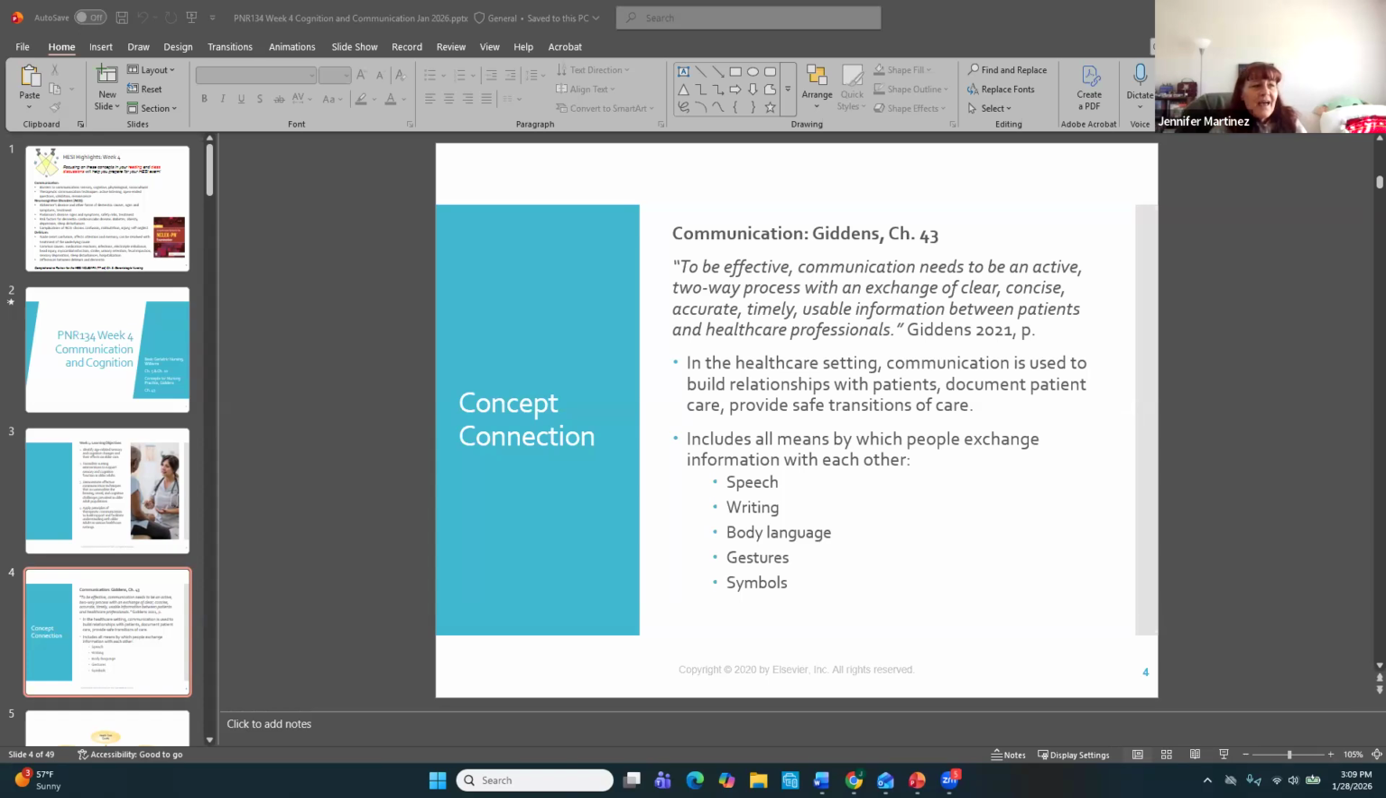Communication includes all the ways that we exchange information. So it's our speech, how we talk to each other. It's writing, so think emails, texts, charting. It's our body language, right? Body language is a big part of how we communicate. Our gestures, and even in some cases, symbols.